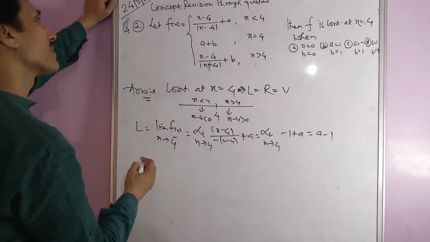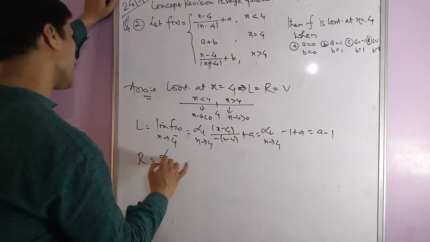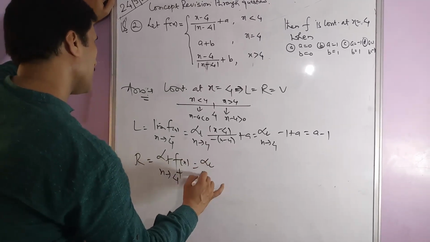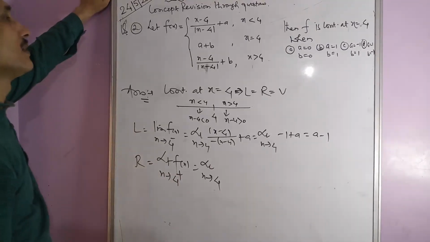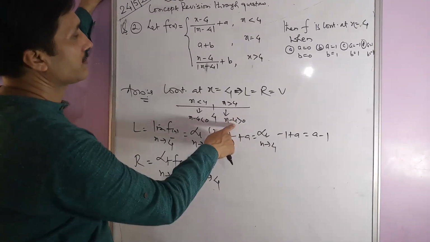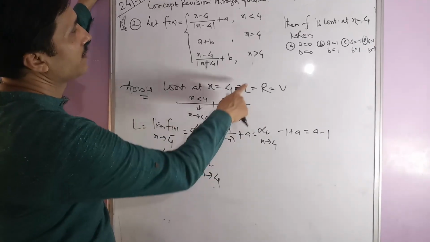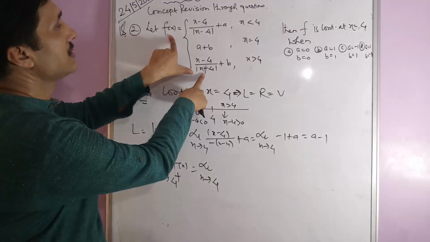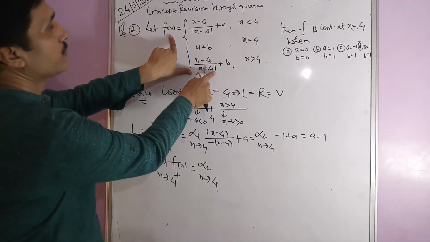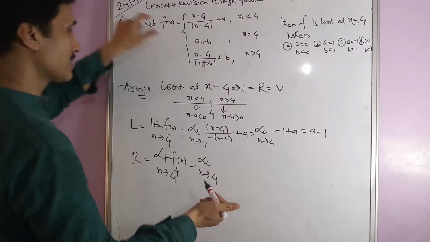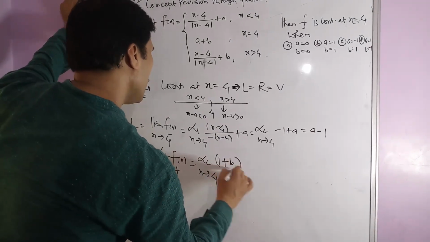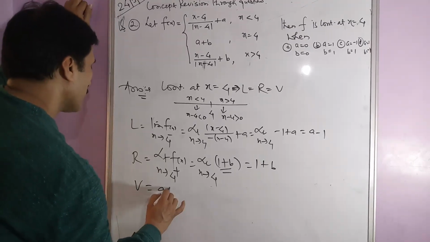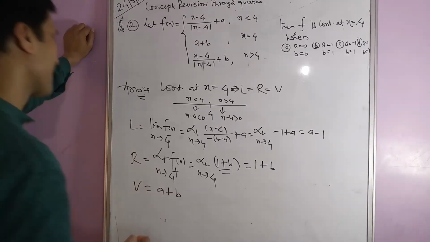Next, right hand limit. Limit of f(x) as x tends to 4 plus. When x is greater than 4, x minus 4 is positive. We have x greater than 4, the definition of the function is this. So (x − 4)/(x − 4) is 1 plus b. This is constant, so 1 plus b, and value is equal to 1 plus b.